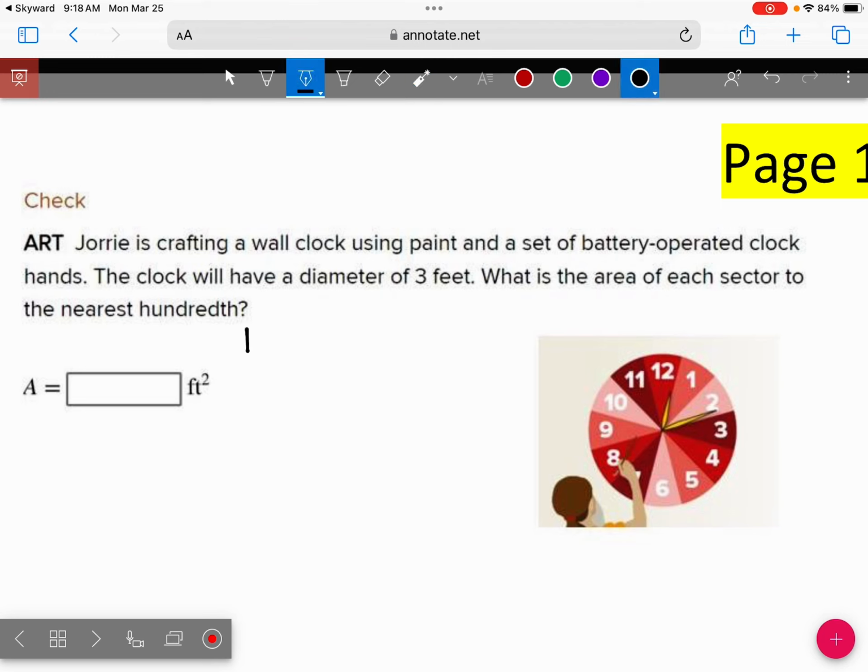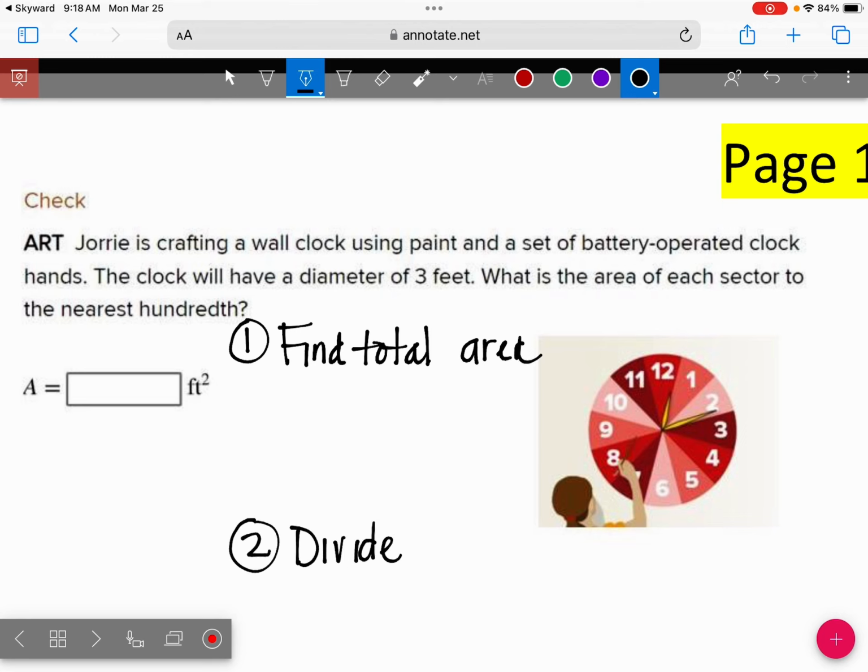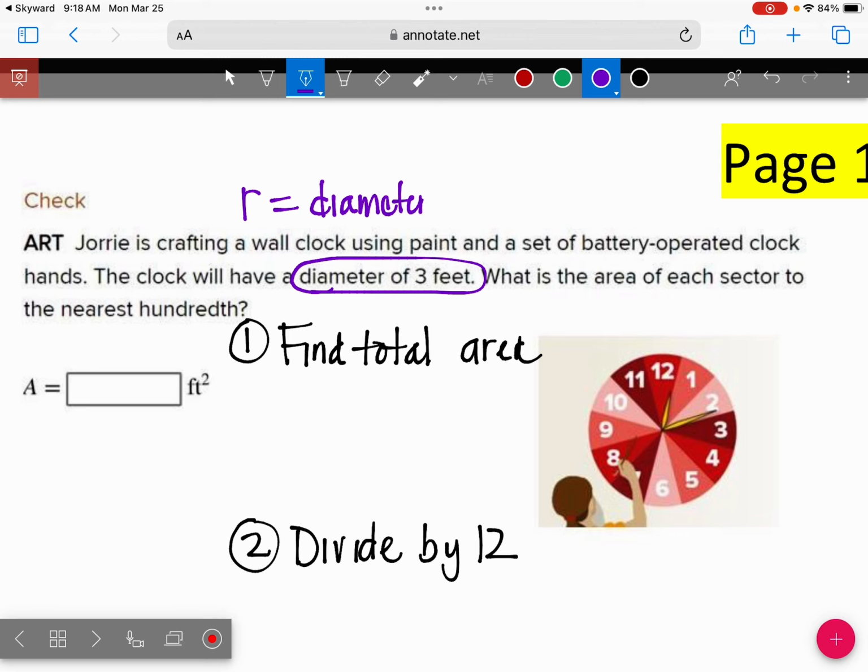So step number 1, find total area. And then step number 2 is divide that by 12. So let's find our total area. So we have our diameter. So that means that the radius is going to equal diameter divided by 2, or 3 divided by 2, which is 1.5 feet.